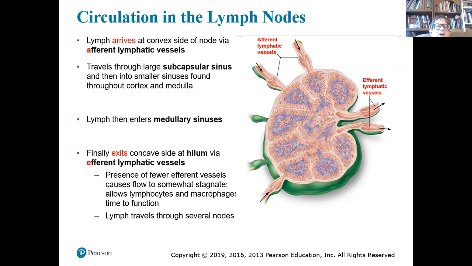So in the same way, an afferent vessel makes lymph arrive at the lymph node. Those are the ones on the convex outer surface. So here you have two labeled afferent vessels. It's not labeled, but here you have another afferent vessel. Anything that is making the lymph arrive at the lymph node is afferent.